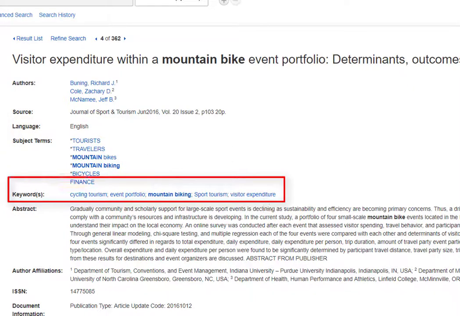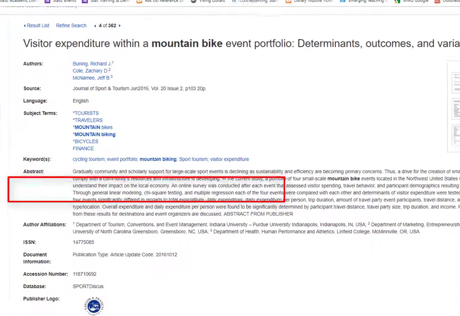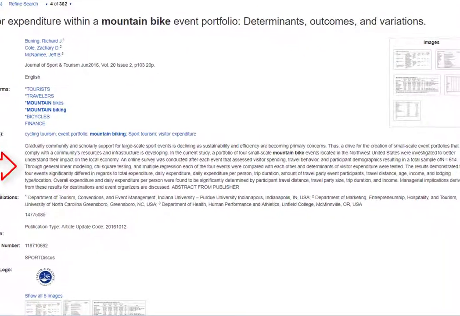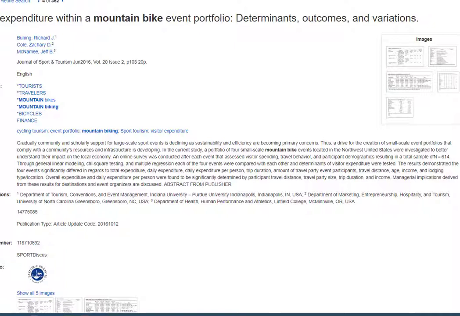Cycling tourism might be something useful to look for. But what really caught my eye about this article was looking at the abstract. Looking through this, I see that they did a current study. They looked at 4 small scale mountain events in the Northwest US. That was of interest to me because that's going to be regional to where I am or where we are.